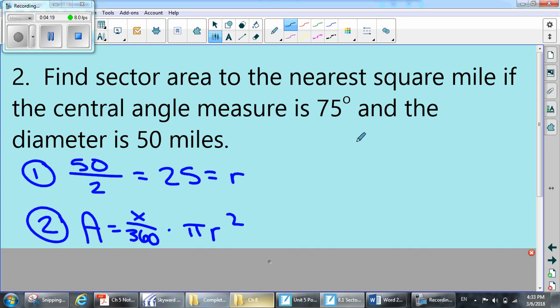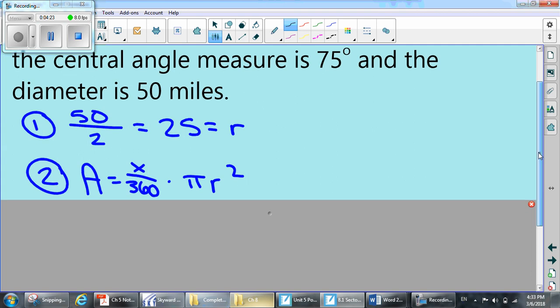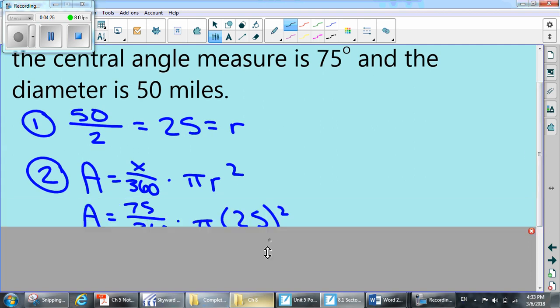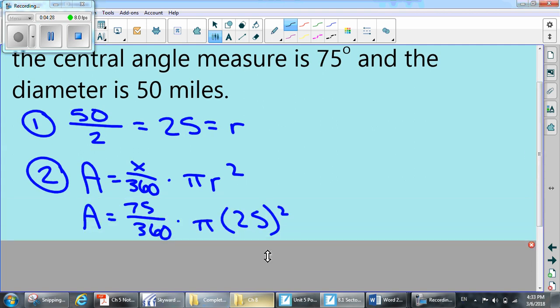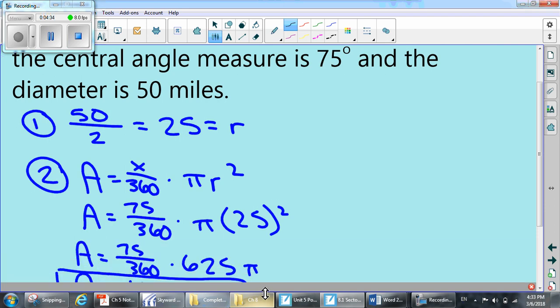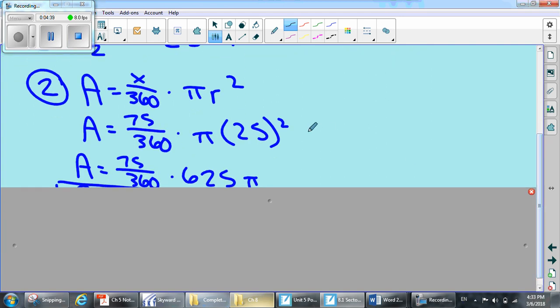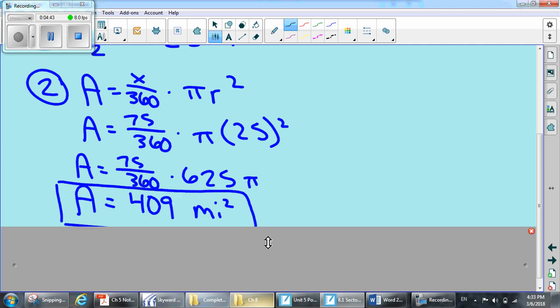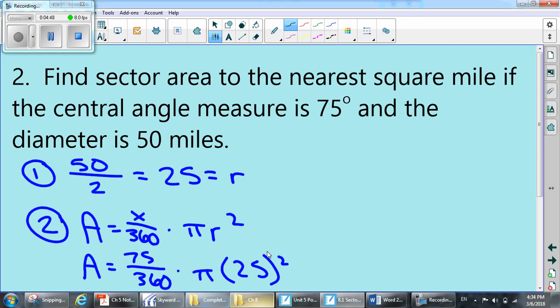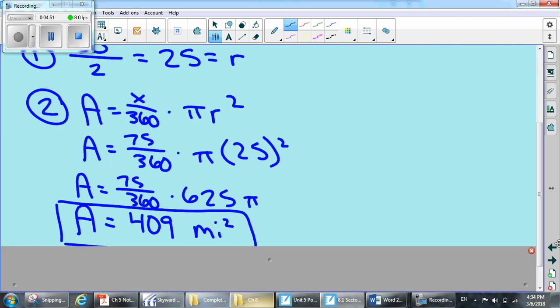So now let's use our formula: x over 360 times pi r squared. Let's plug in what we know. The central angle measure is 75 over 360, and our radius is 25. When we multiply those together, 25 squared gave us 625. We end up with 409 miles squared, just for part of the circle.